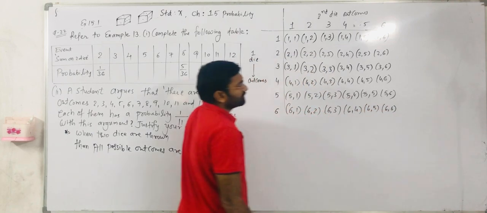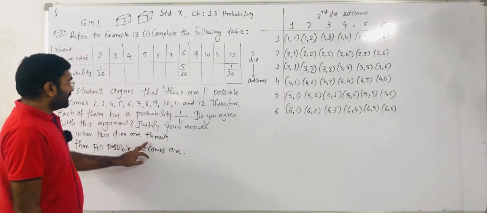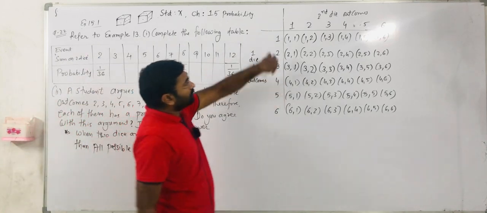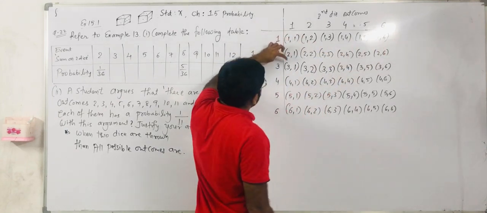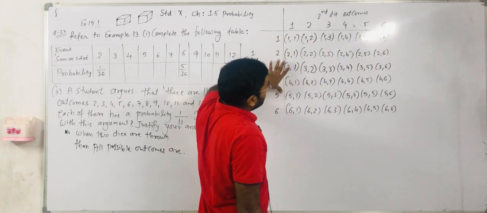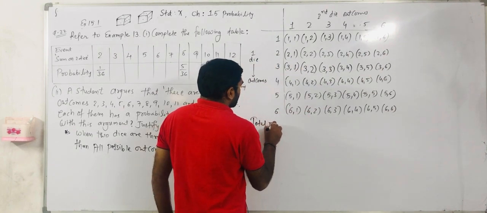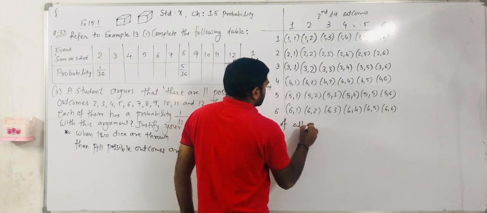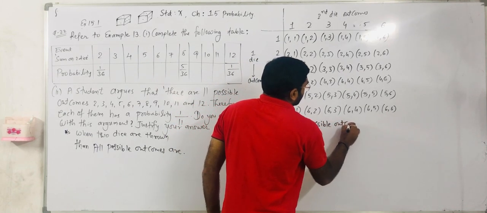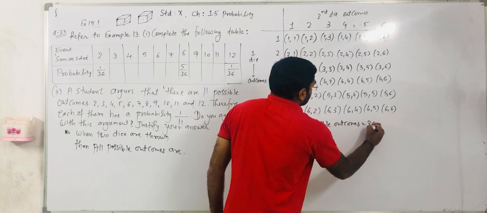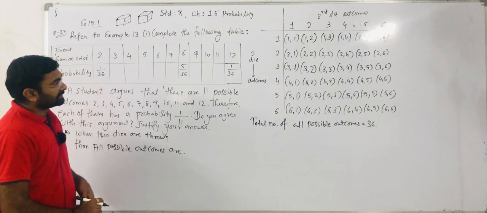So these are the possible outcomes. Whenever you throw two dice, how many possible outcomes do we get? 1, 2, 3, 4, 5, 6 and 1, 2, 3, 4, 5, 6, so we can say 6 times 6 is 36. So the total number of all possible outcomes whenever you throw two dice together is 36.